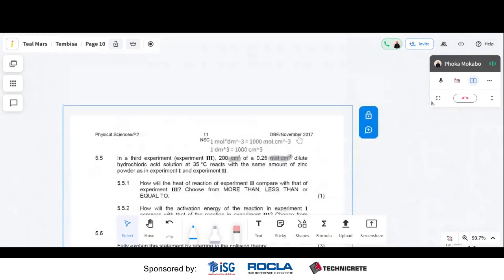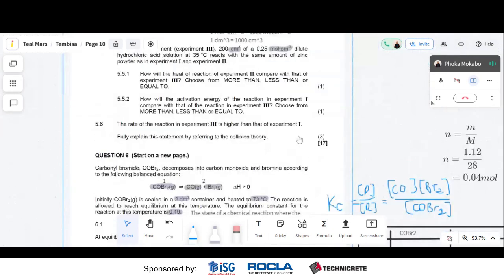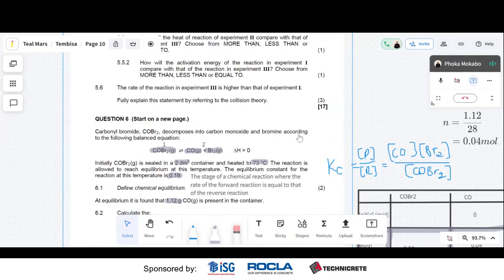Practice your stoichiometry, know your ice tables, and be able to consider the differences in Kc value.